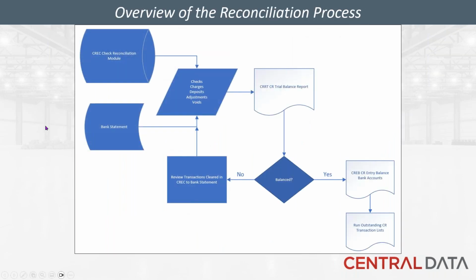Once we get to the time for reconciliation to the actual bank statement, we take all that stuff that happened in the check rec module database, if you will, this subledger of items that have happened to the bank GL, all those checks, charges, voids, deposits, and adjustments. And we take our bank statement and compare it to what we have in the CR module, and we start to clear those transactions.